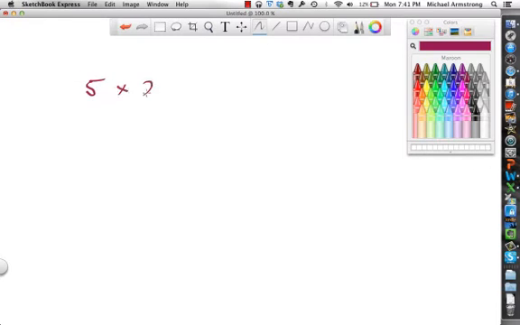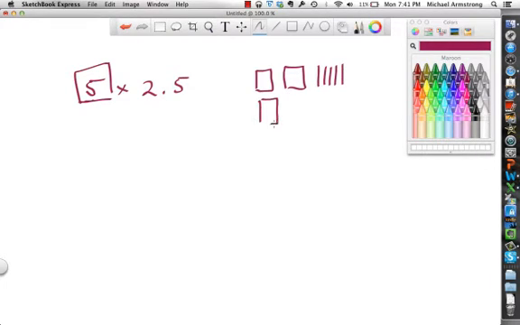This isn't huge, but 5.5 times 2.5, or 5 times 2 and 5 tenths. 2 wholes and 5 tenths. 5 times 2 and 5 tenths. So it's like adding it 5 times. But instead of writing it out, we're going to draw pictures. So we've got 1 whole, 2 wholes, and 1, 2, 3, 4, 5 tenths.